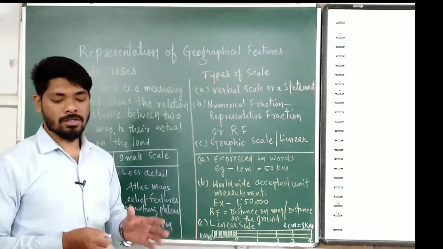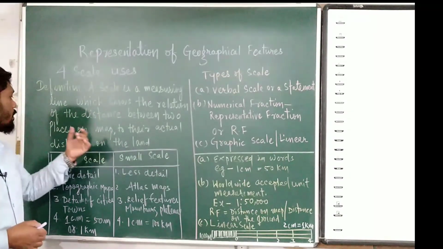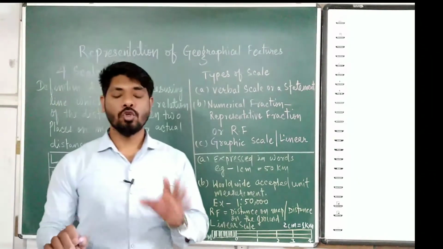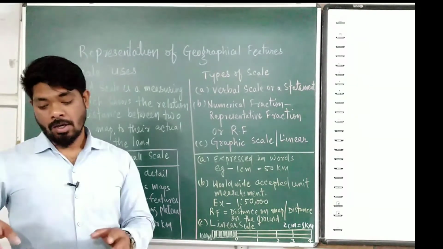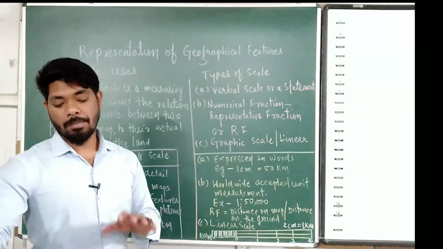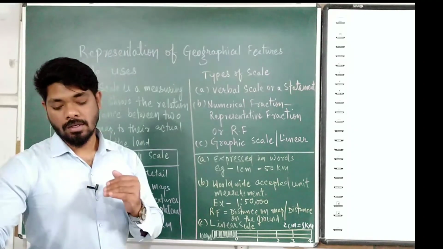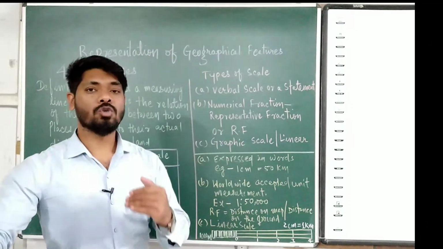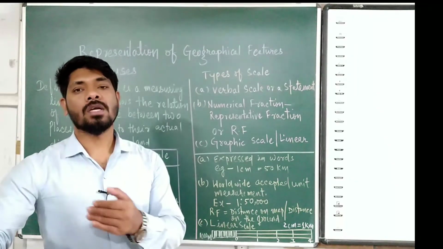So first of all, let us understand what is scale. Scale is a measuring line which shows the relation between the distance between two places on a map and their actual distance on the land. In the textbook the definition is: a ratio between distance measured on a map and the corresponding distance on the land, connecting the two points, represented by the same unit. The map distance will be given and the same unit will be taken for the ground distance.